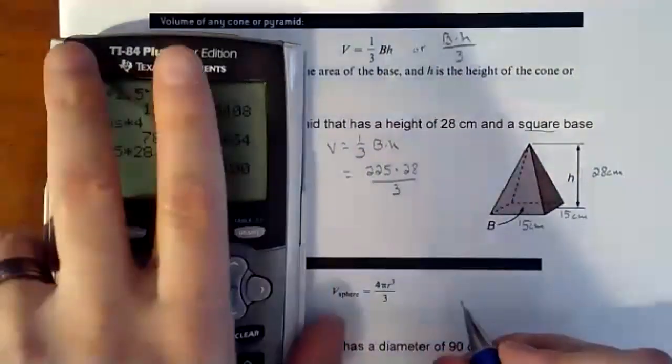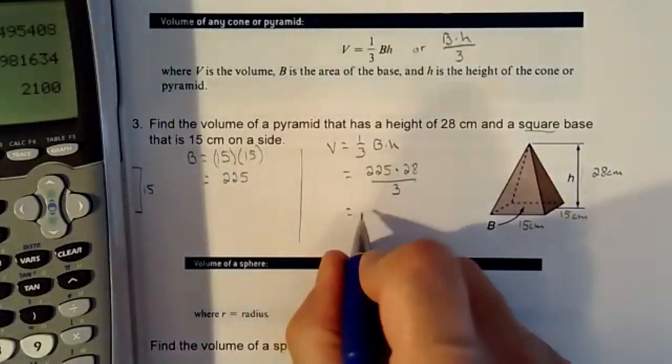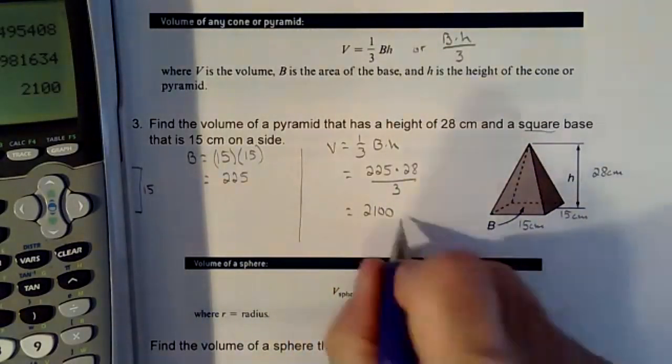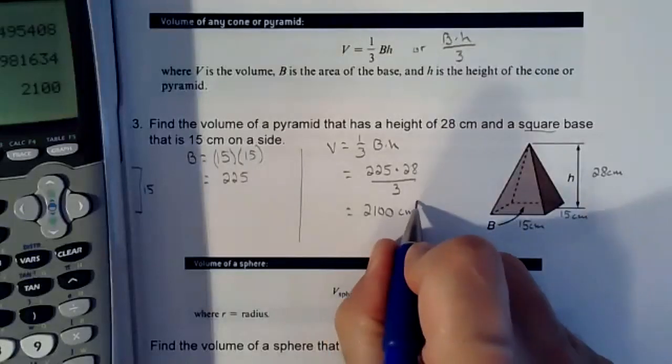Good. Don't have to worry about rounding. 2100, and it's a volume, so it's a cubic measurement.